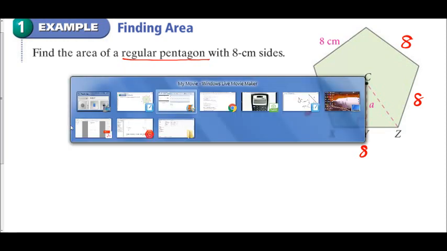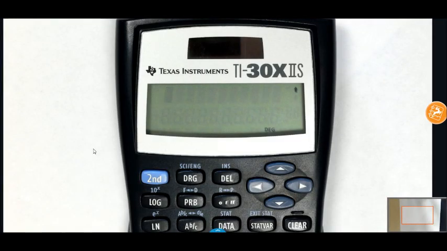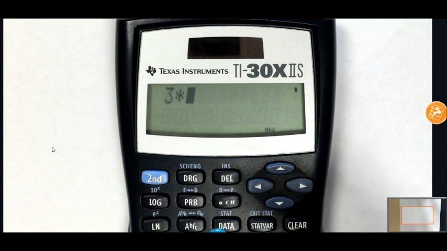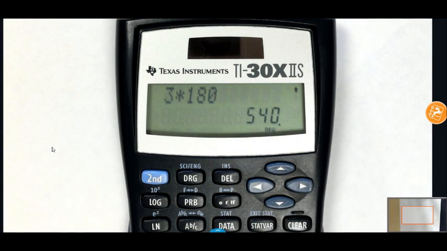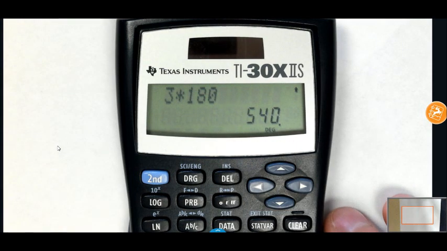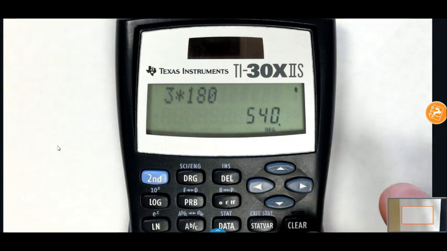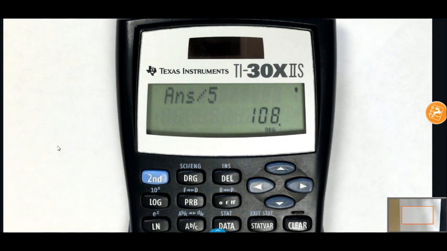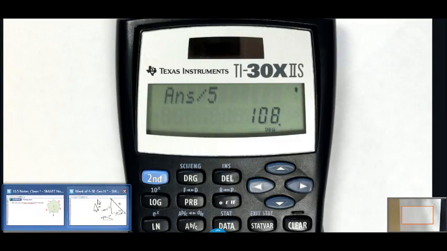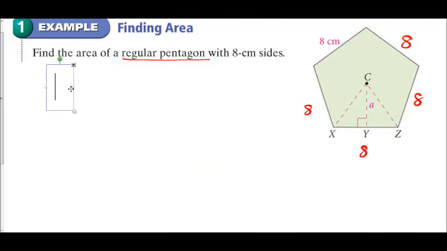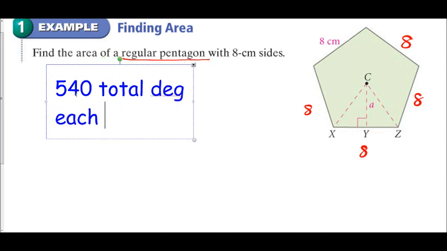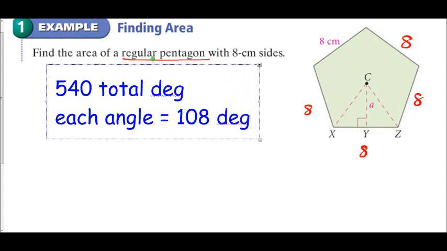A 5-sided figure is going to be the number of sides minus 2. So 5 minus 2 is 3, and 3 times 180 gives 540 degrees in that figure. Each angle is divided by 5 because there are 5 angles. So if we divide 540 by 5, each angle equals 108 degrees.